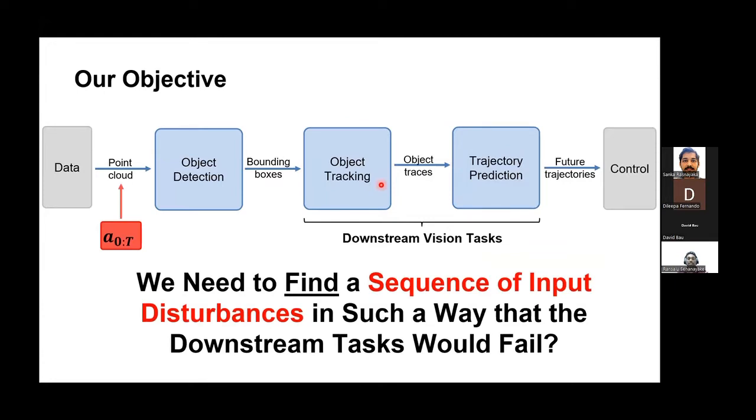So if I tell it a bit more formally, we need to find a sequence of input disturbances in such a way that the downstream task could fail. When I say sequence of disturbances, it's basically shown in red here. So you have rain or you have mist. If it rains in this way, our object tracking algorithm would fail. That's the thing that we want to get at.